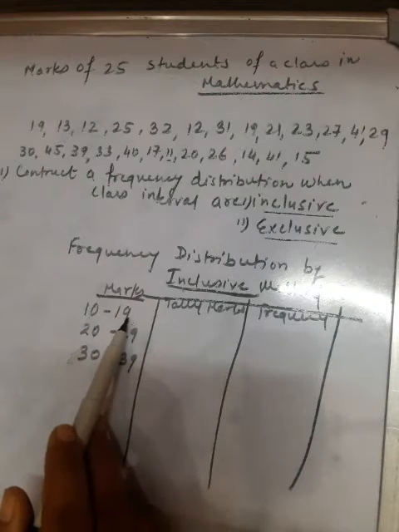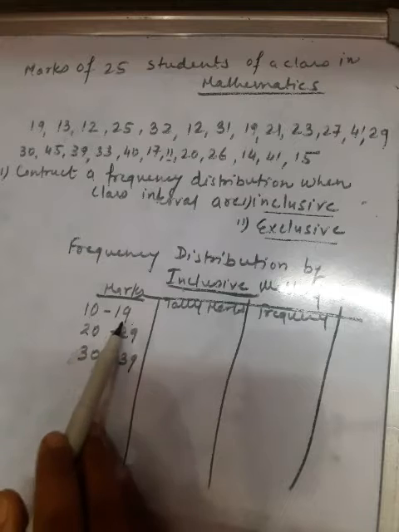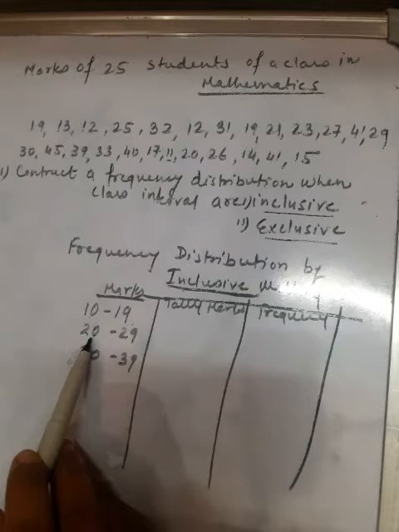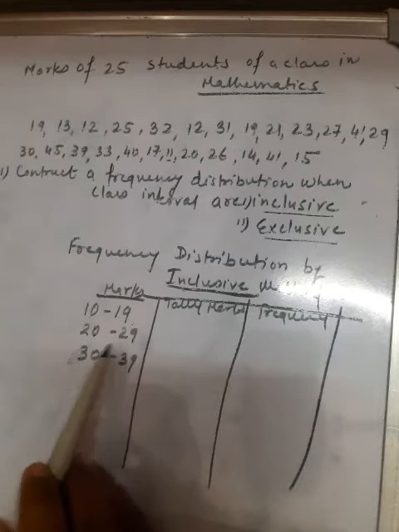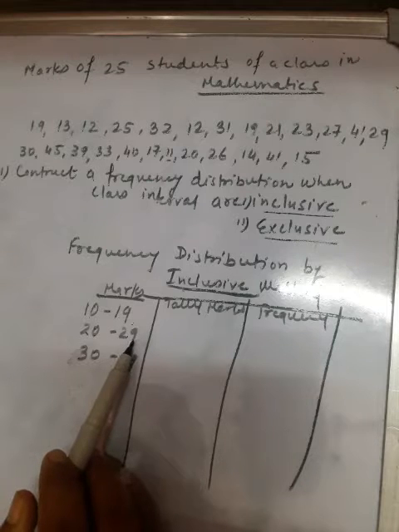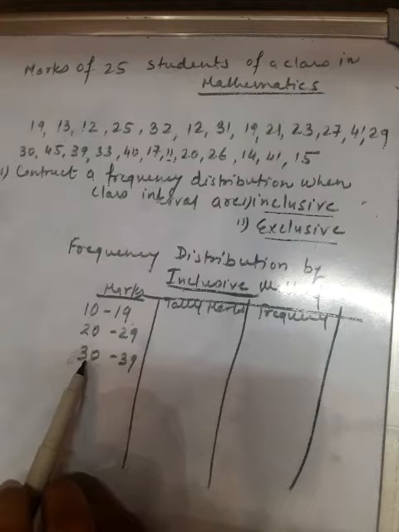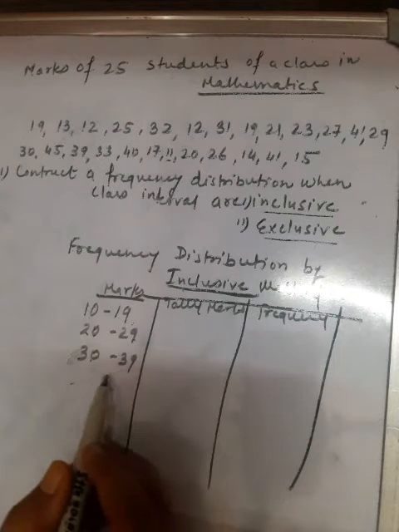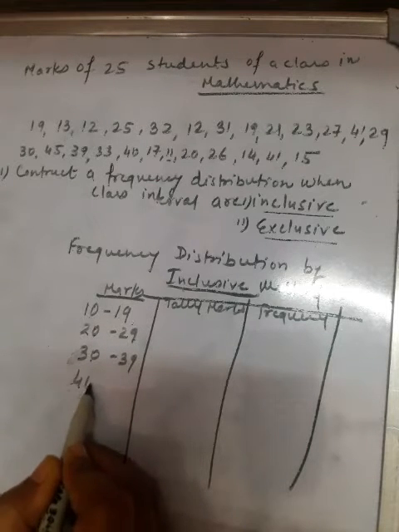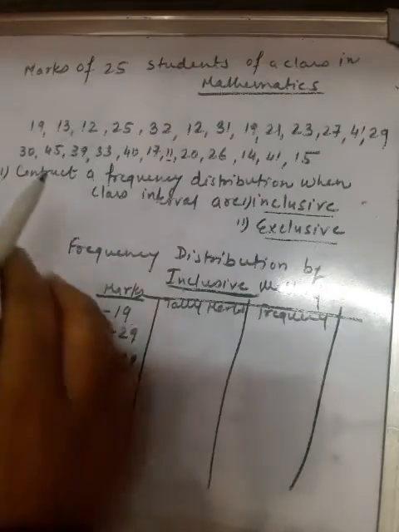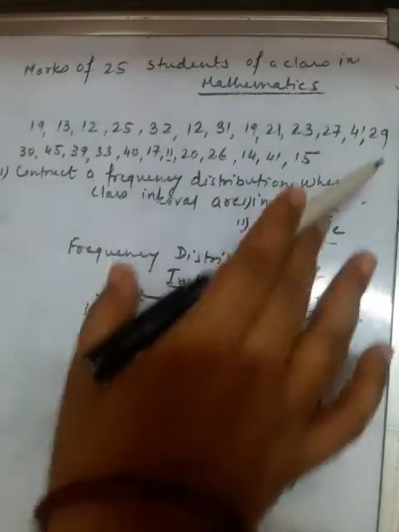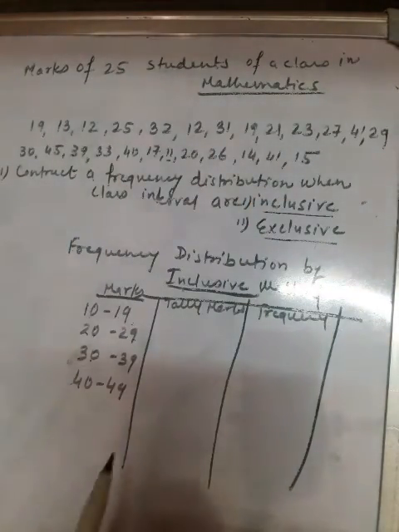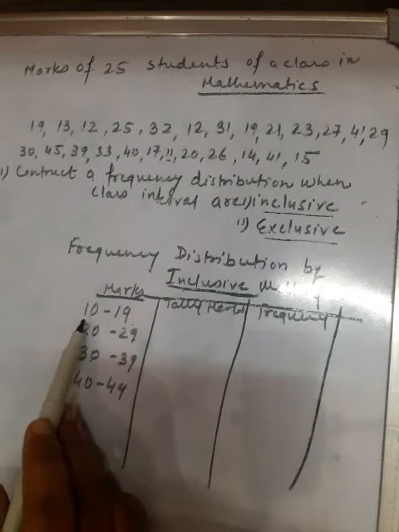Now you can understand, in an inclusive series both limits of the class interval are counted in the same class. In the second class the next number is given here, and 29 is the upper limit of the previous class, and 30 is the lower limit here. Then 30 to 39 and 40 to 49, because these marks are given out of 50.